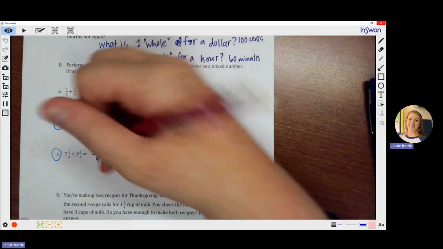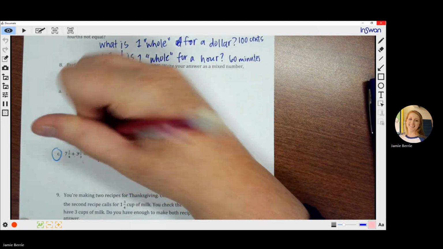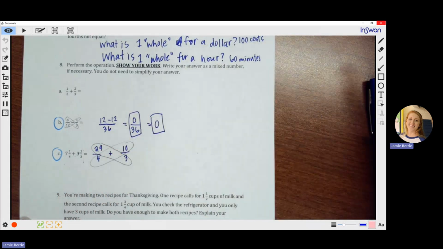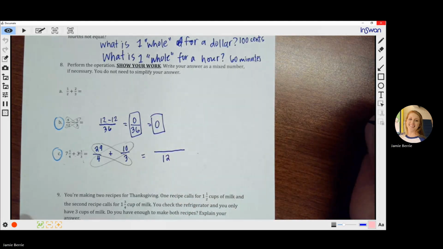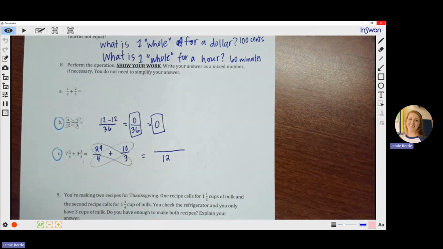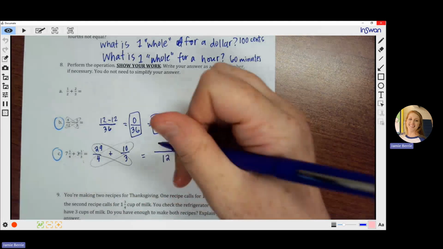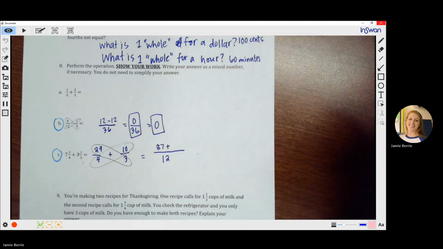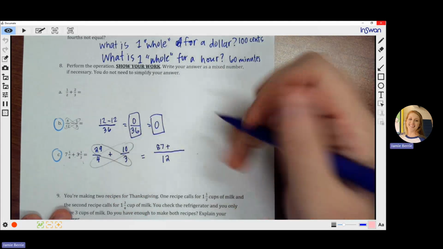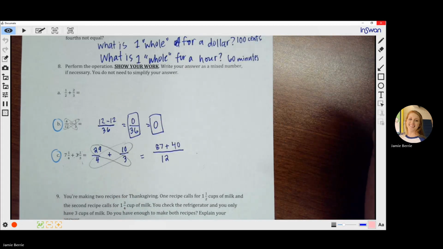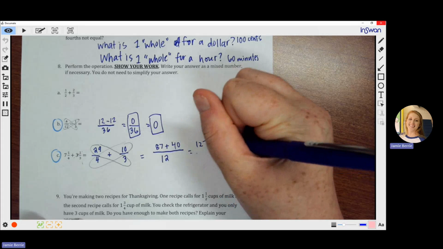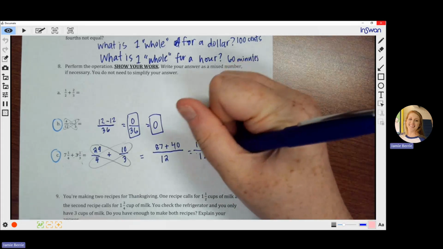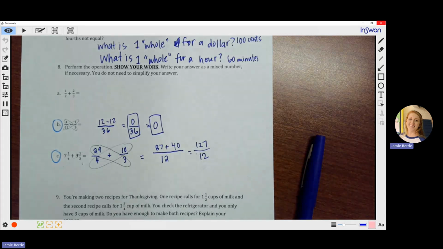So now we're going to do that butterfly trick again. Multiply those denominators together to get your denominator. 4 times 3 is 12. 29 times 3 is 87. Plus 4 times 10 is 40. All right, so that's 127, I think. Yeah. 127 over 12. That is an improper fraction, so we do need to convert that to a mixed number.